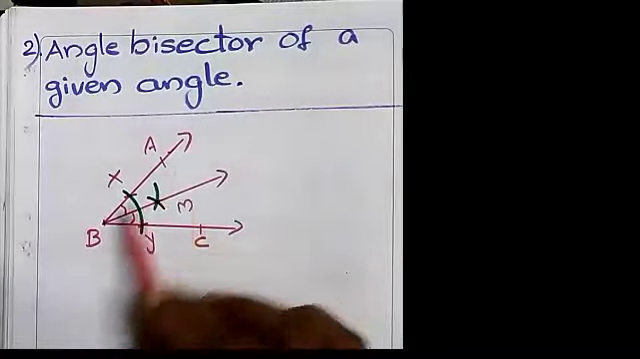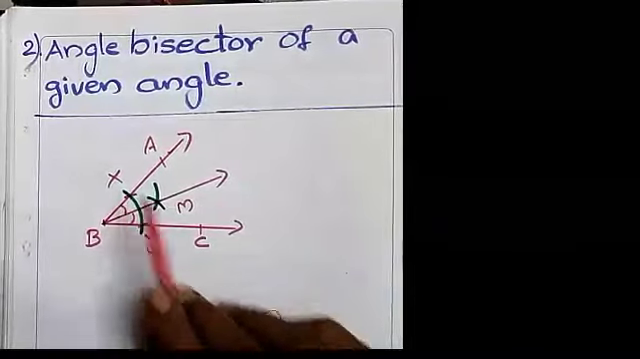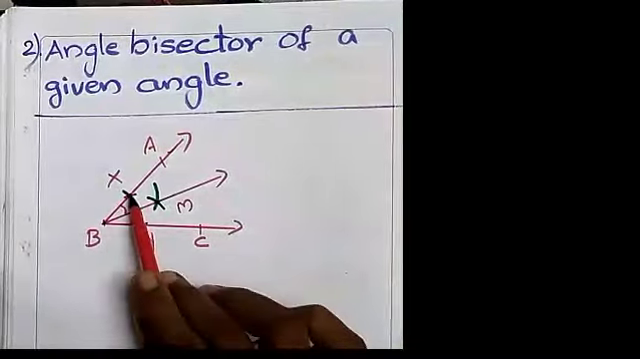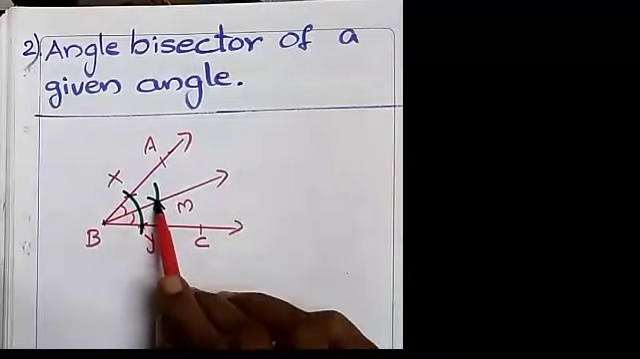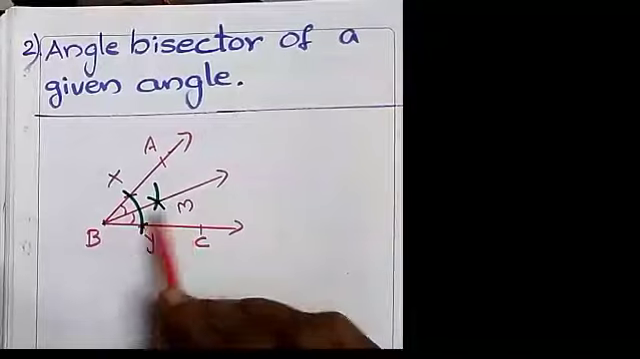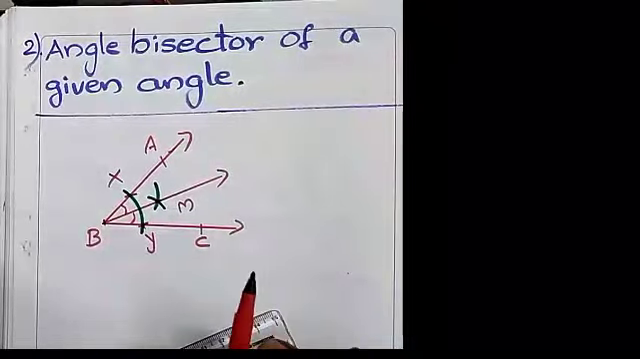With B as center, given angle ABC, with any radius draw an arc. Now you are getting two points X and Y. With X and Y as centers, draw two more arcs. You are getting the point M, join BM. Work is very simple.